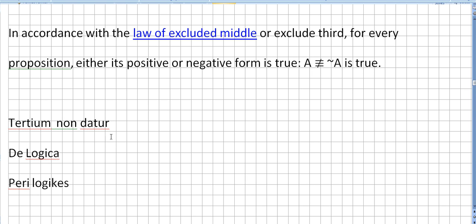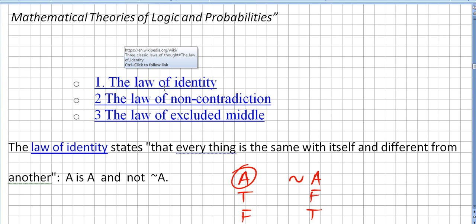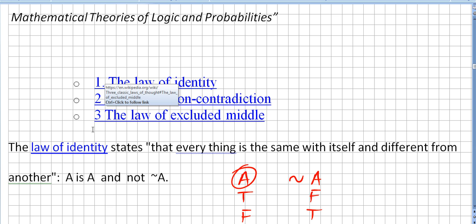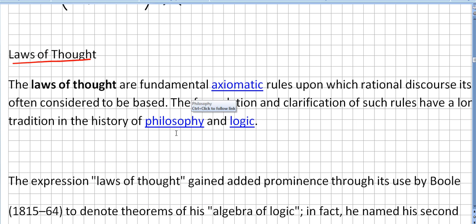So those are the three laws: the law of identity, the law of non-contradiction, and a very important one, the law of excluded middle. Okay, the laws of thought.